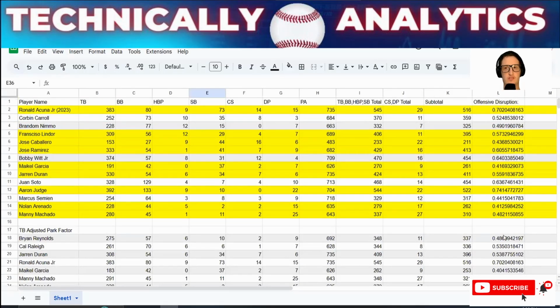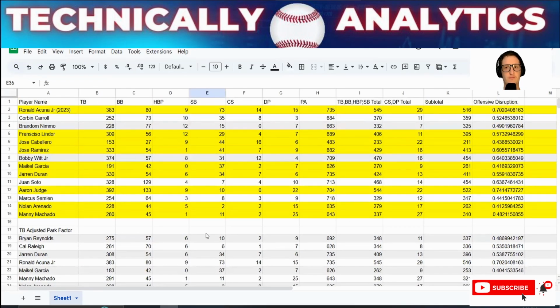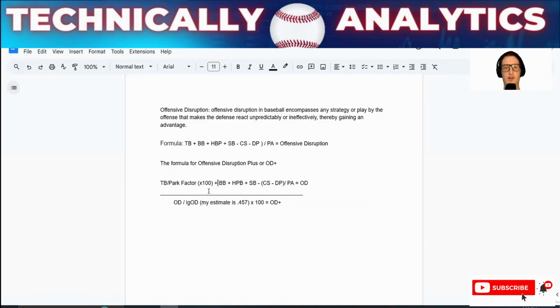Look at it if you want. Pause the video, study the numbers. You can even do it yourself. Here's the formula. It's not that hard to do. I'm terrible at math, and I was able to figure it out. So just do the park factor and the total bases, and do the rest of the formula. You get your original OD score, and then you take that original OD score and divide it by the league average score of my estimate, or make up your own and send it to me on Twitter, and then maybe I'll consider using it, and we'll see if it helps the numbers be more accurate. Times it by 100, and then you have OD plus.